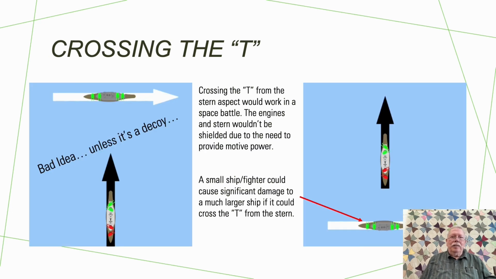Now, I was talking about crossing the T. Crossing the T from in front is a bad idea because that means they can bring all the weapons to bear on you. However, if you're a small ship or a fighter and you can cross the T from the back as shown on the right side, then you could do some significant damage because in the real, I say real world, in your world, in a shielded world, you would not shield your power plant. You would not shield your stern, otherwise the ship would not have any drive capability. So that would have to be open to space. And even a small unit can come in from the rear and at least do a modicum of damage to your drive systems. Again, how you want to play that is up to you.